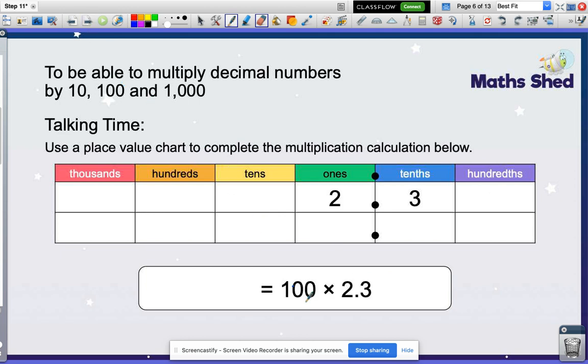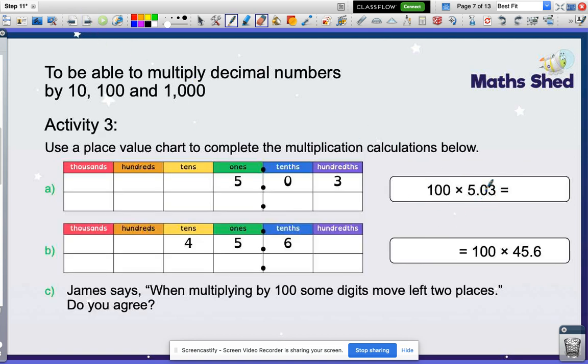Okay, again, it doesn't matter which side of the equal sign the calculation is on, as long as they're both balanced. 100 times 2.3, so the 2 moves two spaces to the left, and the tenths move two spaces to the left. Okay, I can't leave it like this. I have to put a 0 here as a place value holder. So our answer there is 230.